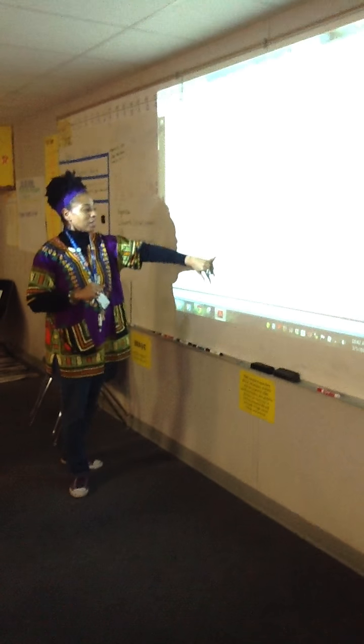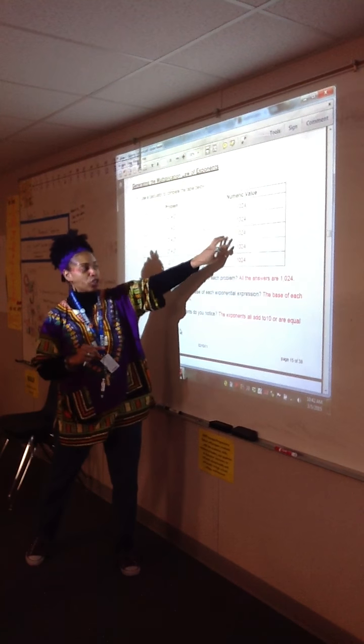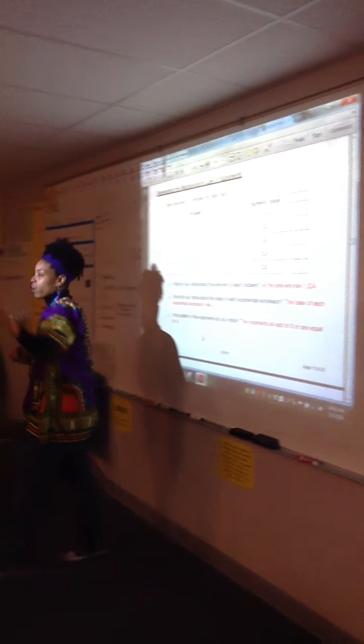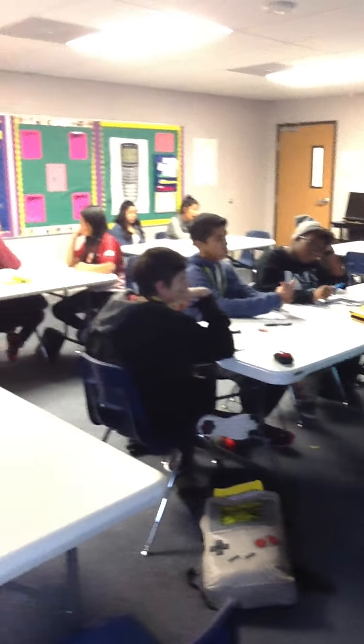What pattern do you notice about the exponents? Who has a different answer about what you notice about the answers? What do you notice about the answers? Andrea? They're all the same. All the answers are 1024.